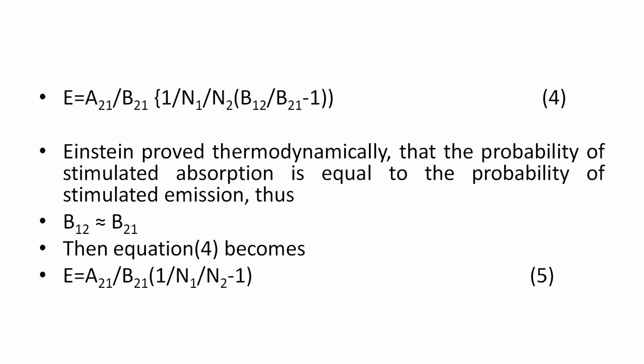Now Einstein proved that the probability of stimulated absorption is equal to the probability of stimulated emission, that is B12 equals B21. Then equation 4 will become A21 by B21 within bracket 1 by (N1 by N2 minus 1), equation number 5.